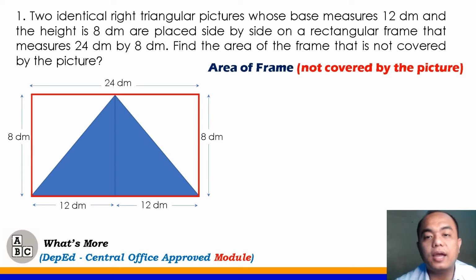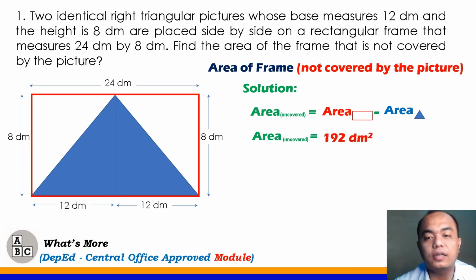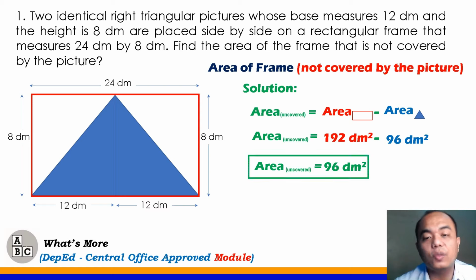This time, let us subtract to get the area not covered by the picture. That is the area of the rectangle minus the area of the triangle. So 192 minus 96 equals 96 square decimeters. See, it is the same as the area of the triangle, because they are identical, class. This space, if we connect it, will also form a shape like this. But at least we have solved it so it is clearer to you that we used the same procedure as earlier, with a subtraction involved.